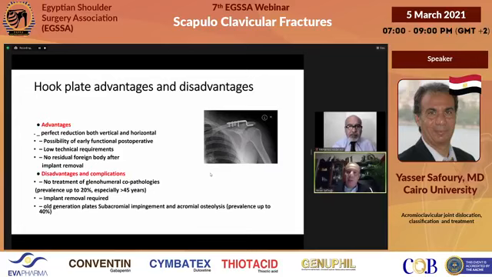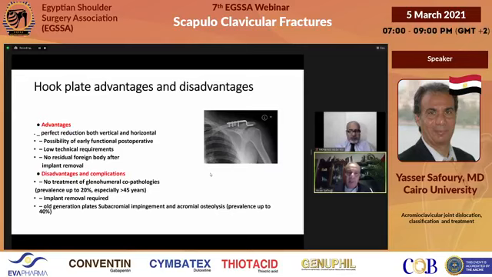So there are mainly two groups which are used by most of the surgeons, which are the hook plates or the arthroscopic suspension techniques. The hook plate, in which you put the plate under the acromion, not in the joint, to maintain the position of the clavicle in relation to the acromion until there is healing of the ligaments. The advantage, we have perfect reduction in both vertical and horizontal planes, possibility of early post-operative movements. He can go back to work directly, low technical demands, no residual foreign body after removing the plate.